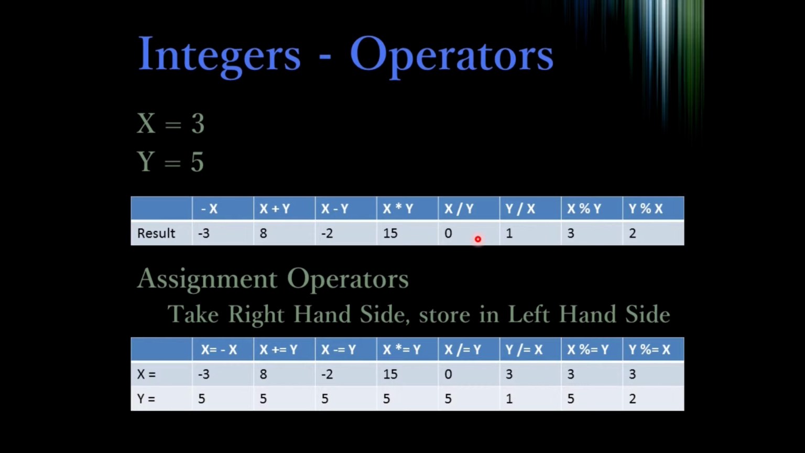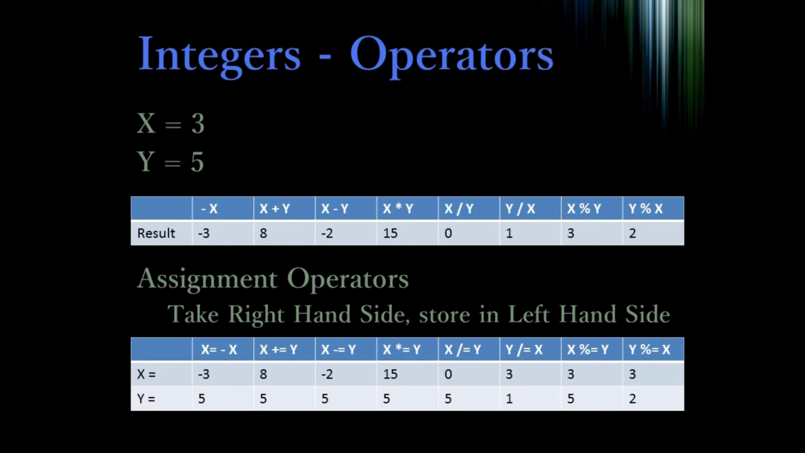Notice that when we take x and we divide by y, 5 doesn't go into 3 any times, so the result is actually 0. Similarly, if we take 5 divided by 3, we get 1, because 3 goes into 5 one time. This might be a little confusing, but just remember, since we're working with integers right now, the result of the operation will be an integer.